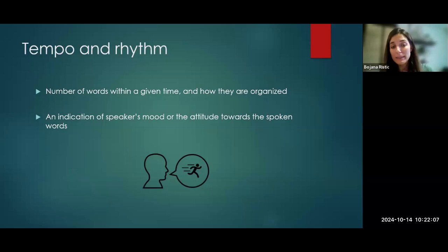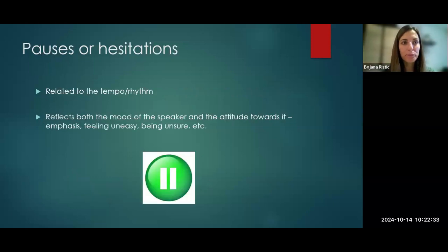For example, I speak a little bit slower today than usually because I am sick, but I speed up when I want to make a point and when I want to explain something quickly, and then when I come to the very important part, I slow down. So this is how tempo and rhythm can also tell us about the attitudes, what I think about what I'm saying, right?